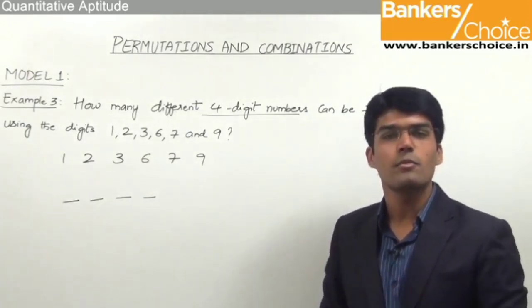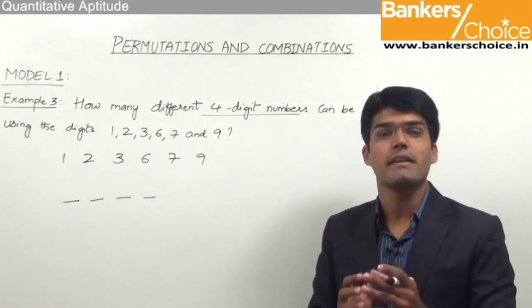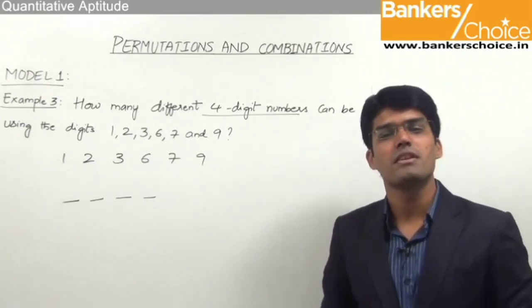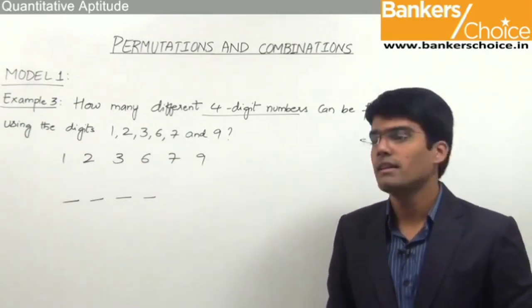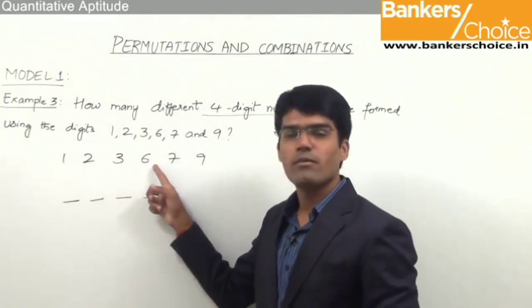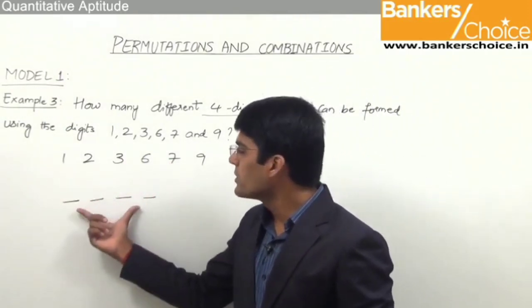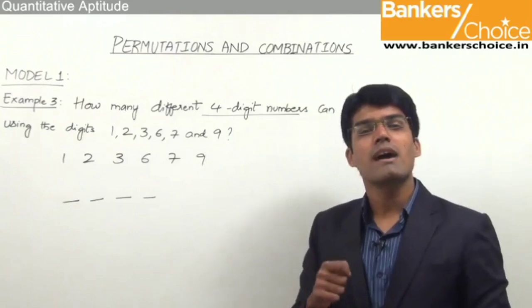And hence this comes out to be a permutation question, that is arrangement. And we know that the number of permutations is given by nPr. Here n is equal to 6. Why? Because we have got a total of 6 digits. But we need to take only 4 at a time. So r is equal to 4.